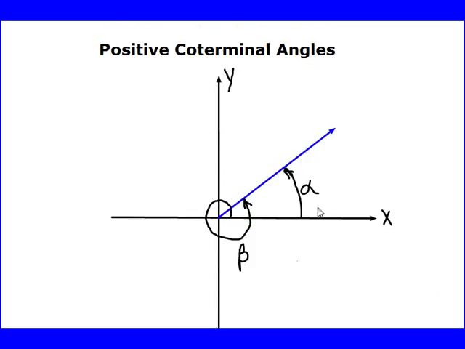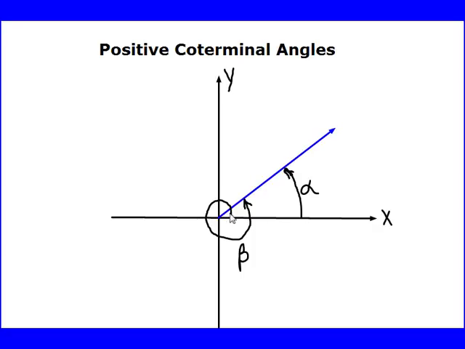So now we're looking at positive coterminal angles. In this case, as you see here, this letter alpha, we rotated that from the x-axis to its terminal position. So this is the terminal side, and this is a positive angle. And why is that a positive angle? What makes that a positive angle? Do you remember? The reason this is a positive angle is because it was rotated counterclockwise from the x-axis.